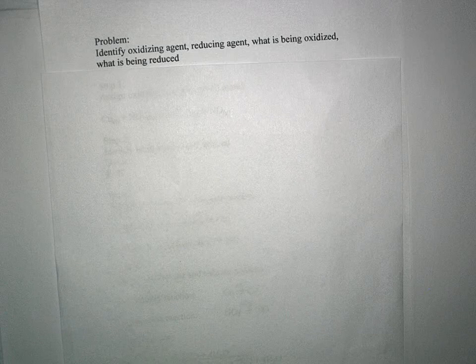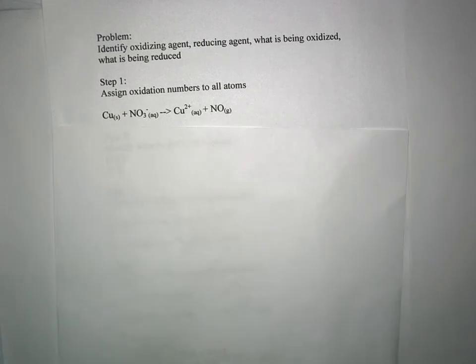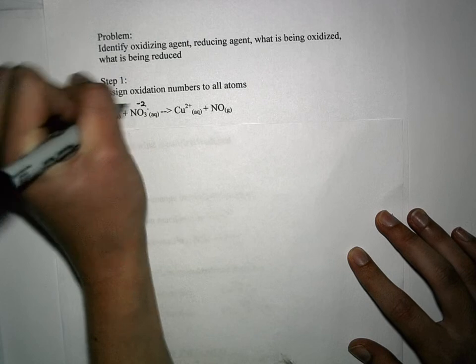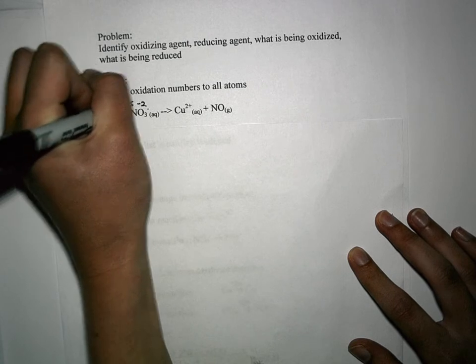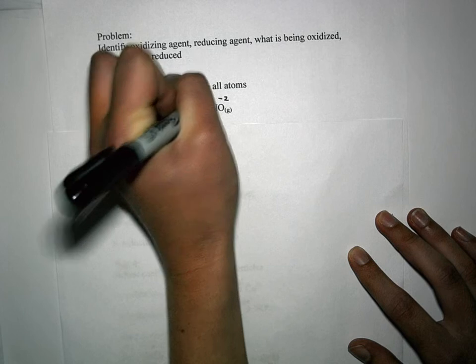Okay, so this is our second problem: to identify the oxidizing agent, reducing agent, what is being oxidized and what is being reduced. Step 1, like in the previous problem, is to assign oxidation numbers to all atoms. So this is 0, minus 2 for oxygen, plus 5 for nitrogen, plus 2, minus 2, and plus 2.